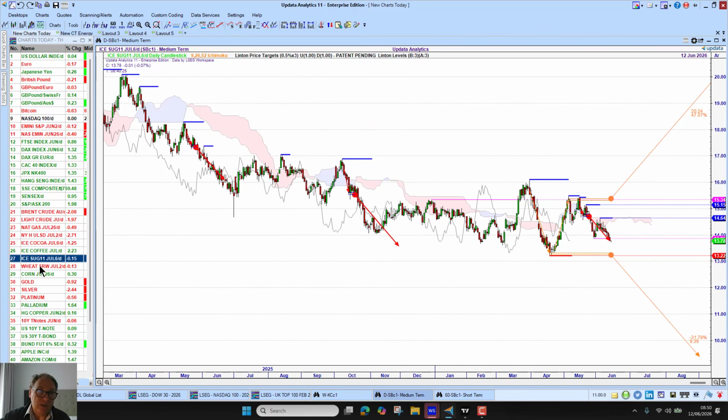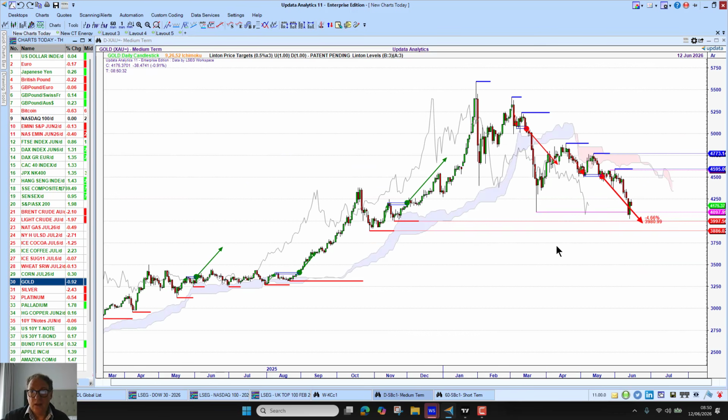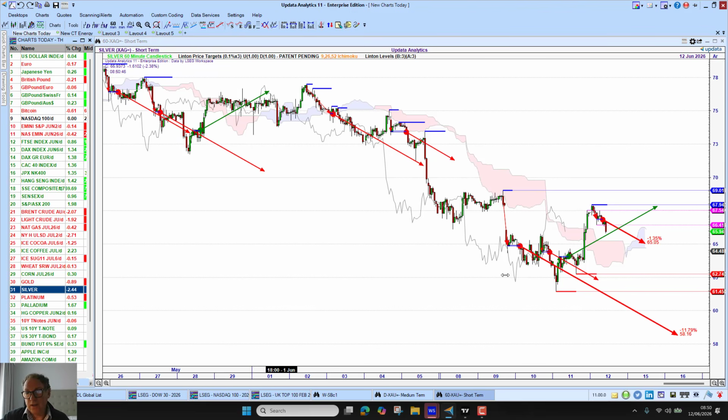You can't ignore that. Looking at gold, looking pretty weak, down 1% this morning on the chart, still pretty bearish there. And on the short term, we met that downside target. Every time we have a reaction in price, we tend to then generate a new downside target. Silver is down 2.4% this morning. And again, that move up gives us the opportunity to generate a new downside target.